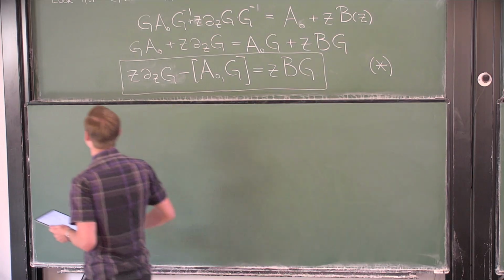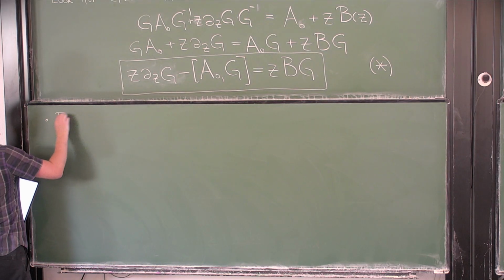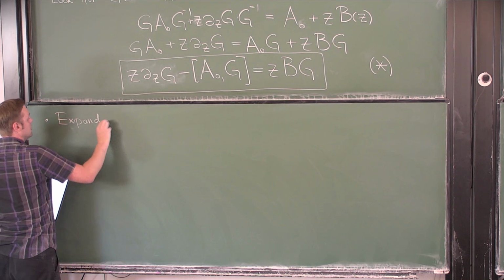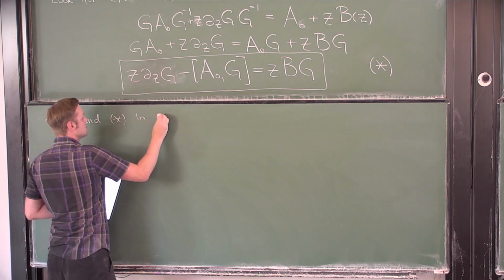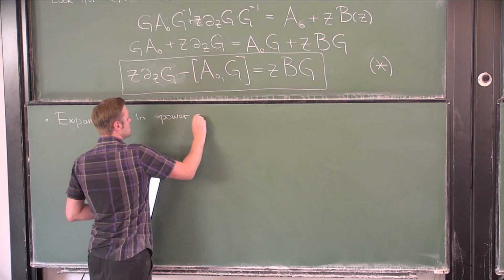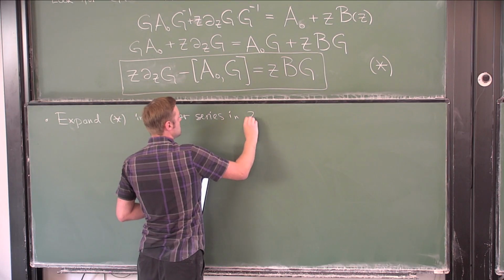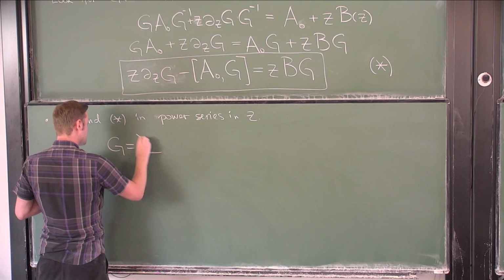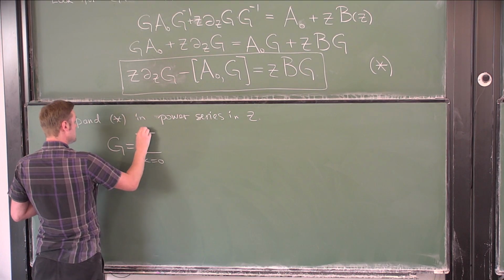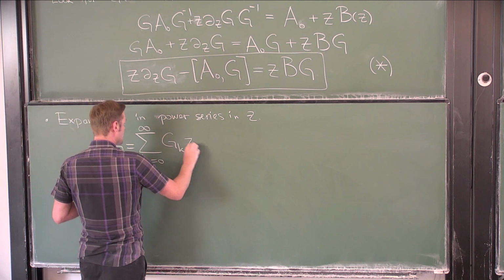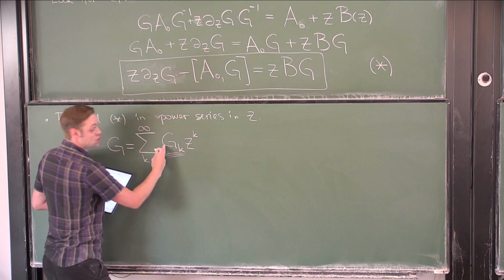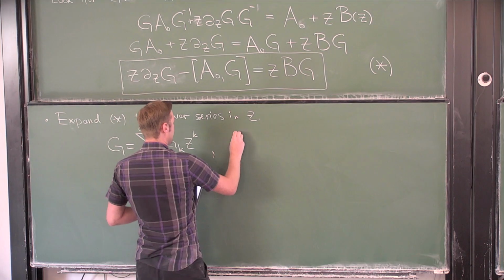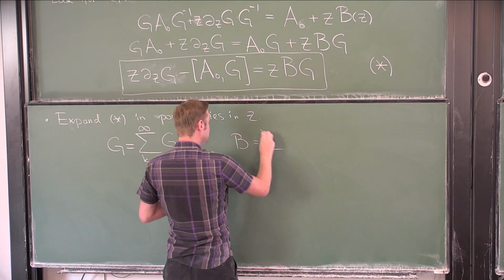The key to this is that we will expand this equation star in power series in z. So now let me write G as a power series, the sum of G sub k z to the k, and these G sub k are what we're looking for, what we're trying to determine. I will also write B as a power series.